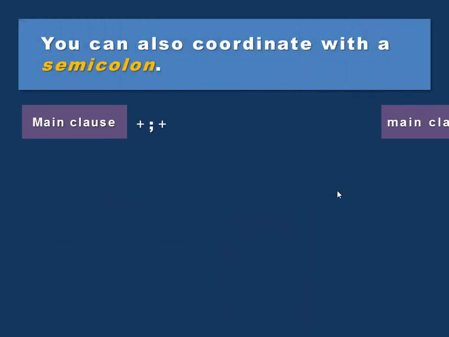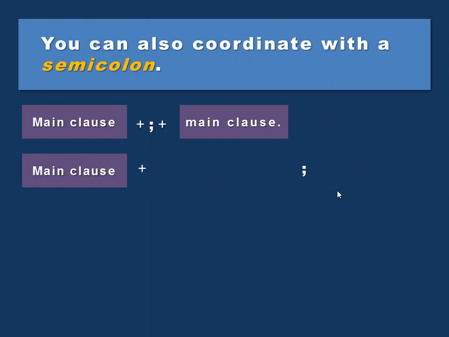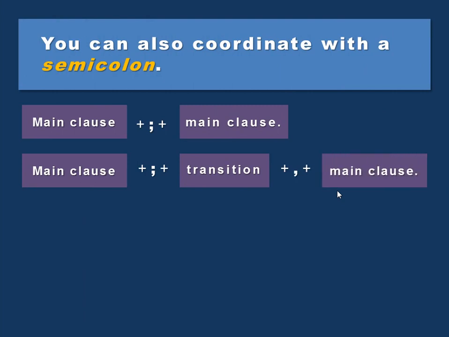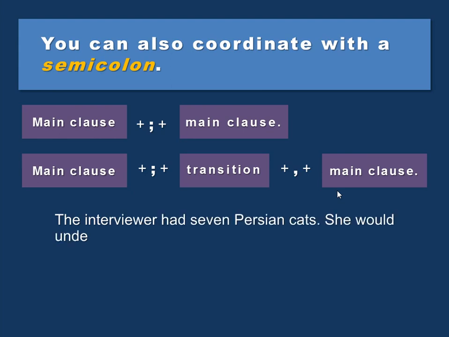You can also coordinate with a semicolon: main clause, semicolon, main clause, or main clause, semicolon, transition, comma, main clause. The interviewer had 7 Persian cats. She could understand Marvin's predicament.